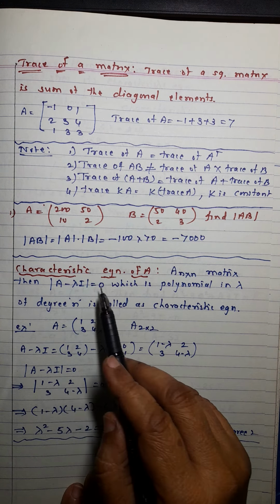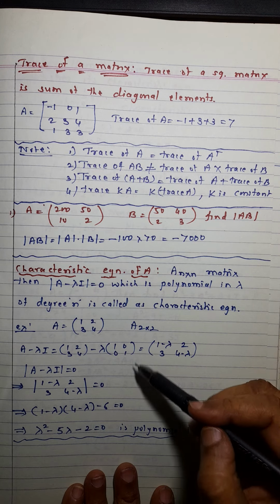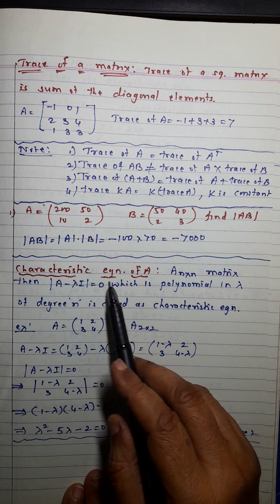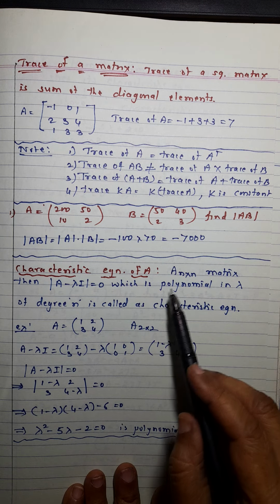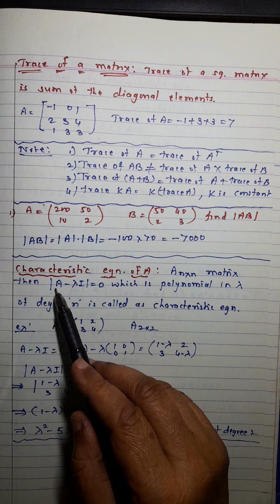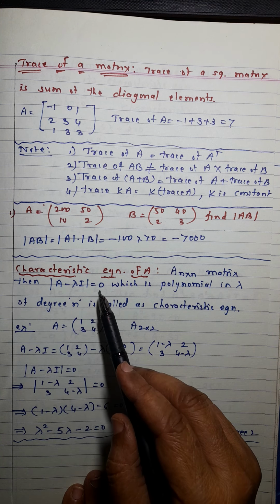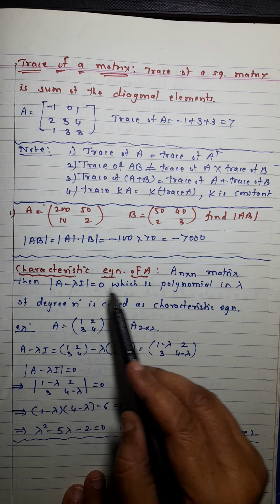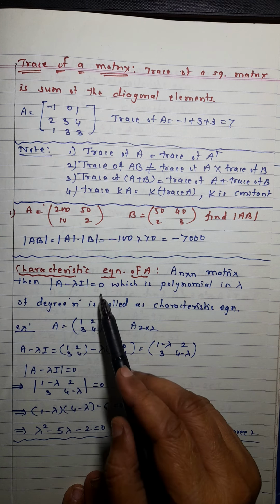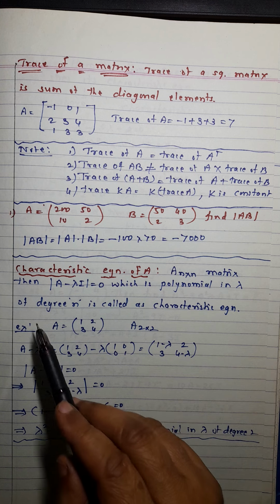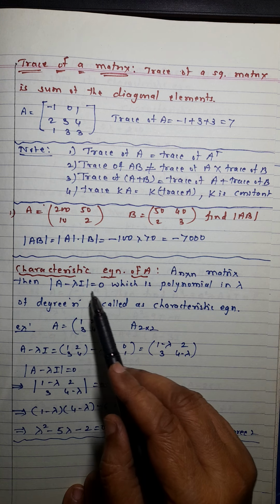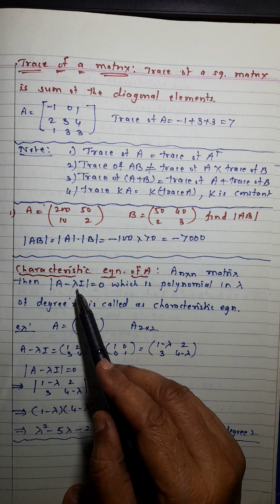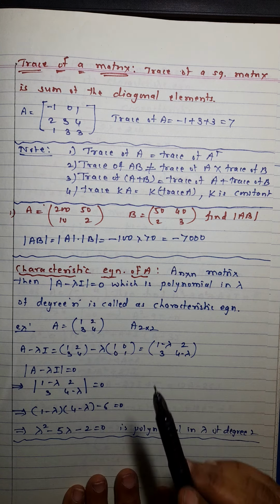Another thing, characteristic. I will define some things, and with the help of that, some problems will become easy. This is a new thing for you. Characteristic equation of A: A is an n by n matrix, then determinant of A minus lambda I is equal to 0. Determinant of A minus lambda I, where A is an n by n matrix, is equal to 0, which is a polynomial in lambda of degree n. If you solve this, it will be a polynomial. It is a polynomial in lambda of degree n, called the characteristic equation.